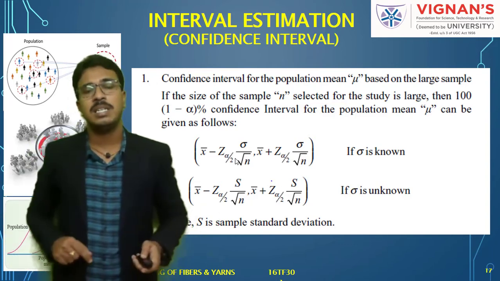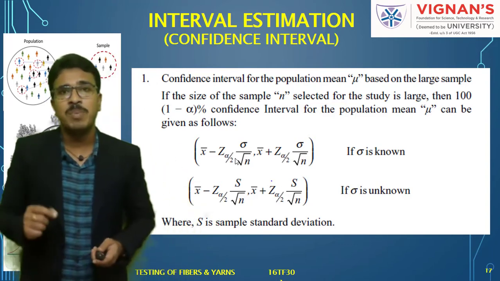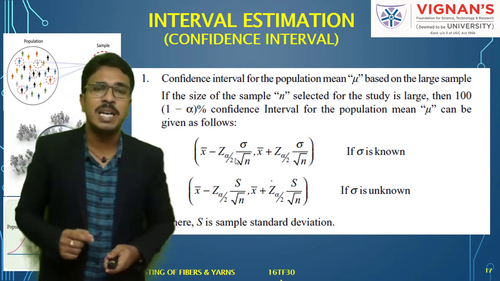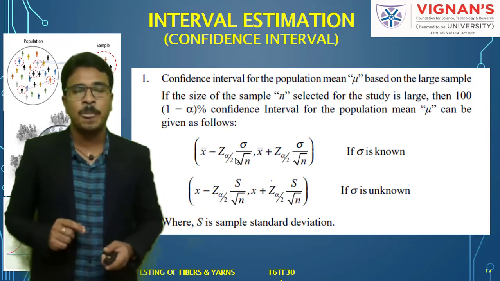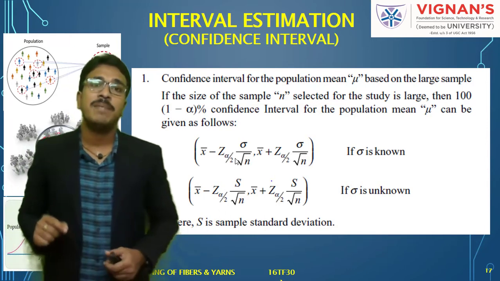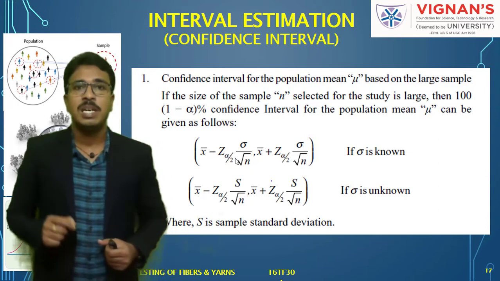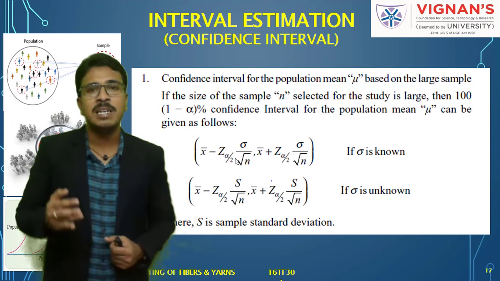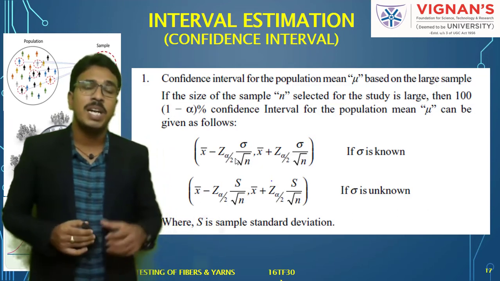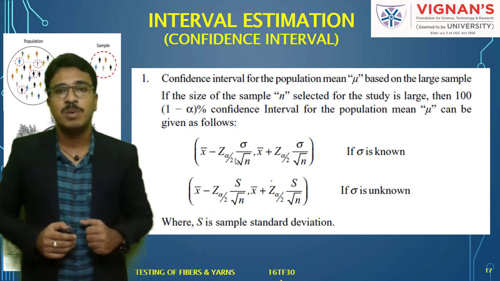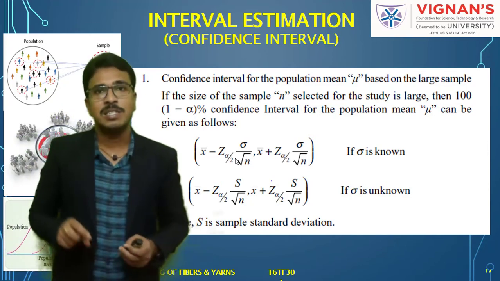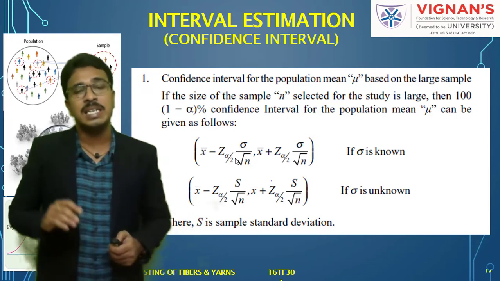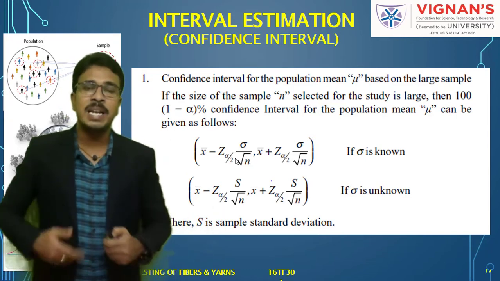So in statistical terminologies, sample size we are representing with small n. Suppose if the sample size small n is below 30, that is n is less than 30, we call it a small sample. Suppose if the sample size small n value is greater than 30, then we call it a large sample.